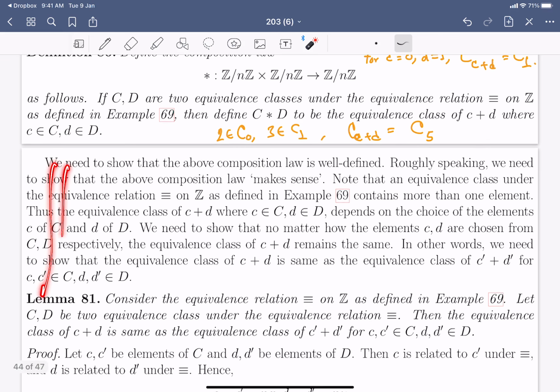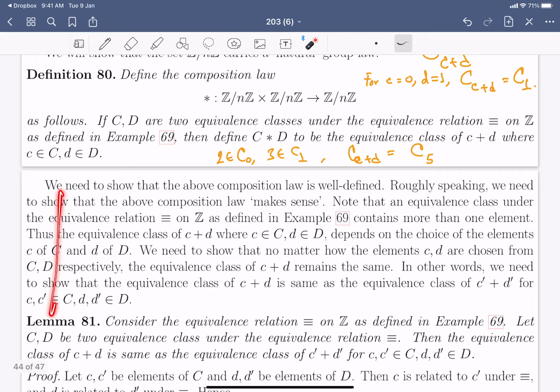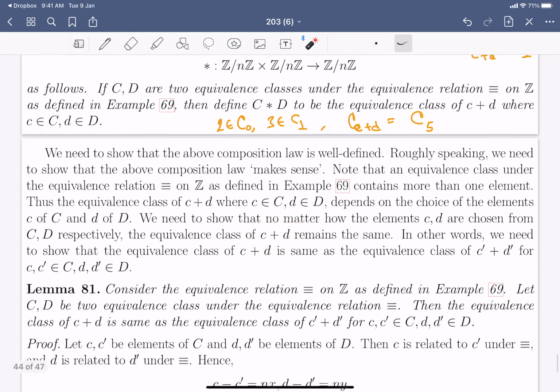Great. So what I was explaining for a while, I've just written it down here. To show that this composition law is well defined, very roughly speaking, we need to show that this composition law makes sense, okay? The point is that an equivalence class under this congruence modulo n relation contains more than one element. Thus the equivalence class of c plus d could depend on the choice of the elements c from c and d from d, and we need to show that whatever c we choose from c and whatever d we choose from d, the equivalence class of c plus d has to remain unchanged.